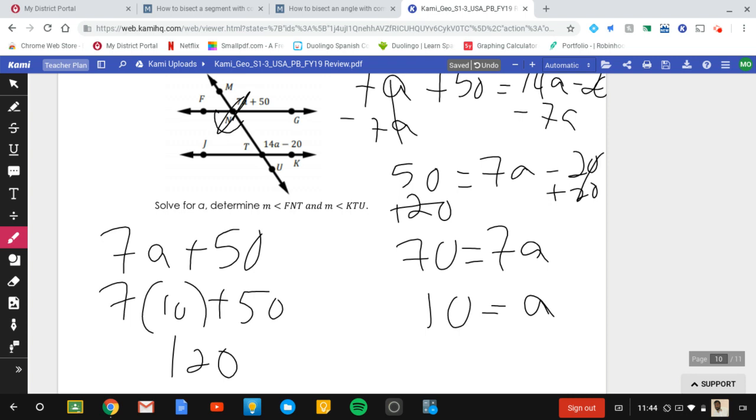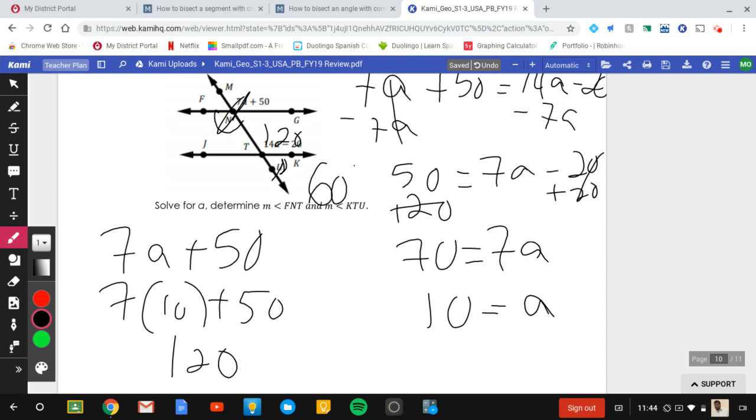Okay, once we know this is 120 degrees, finding KTU is fairly simple, right? If we're looking for KTU, we know that it's going to be a linear pair with this angle, but we already know how much this angle is, because this angle is the same thing as 7A plus 50. So this has to be 120 degrees. This is 120 degrees and you're looking for that angle. What is it going to be? They form a linear pair. This must be 60 degrees.